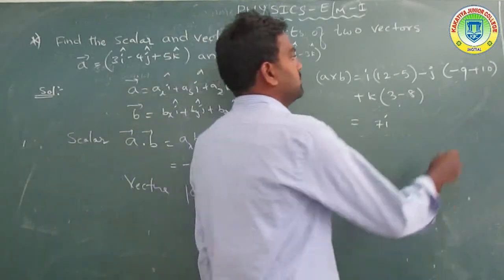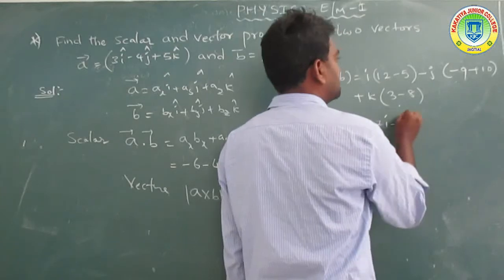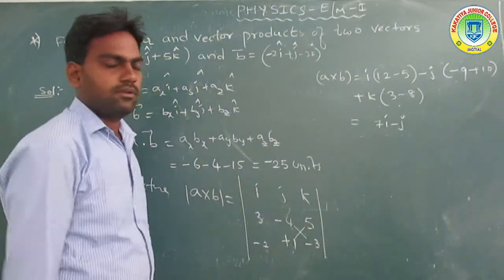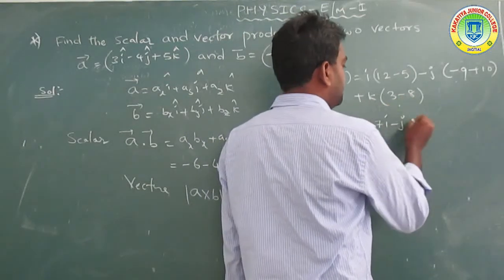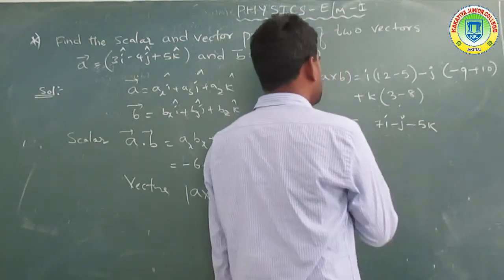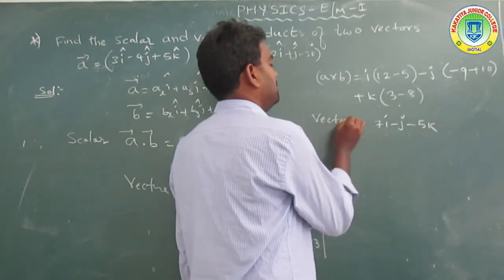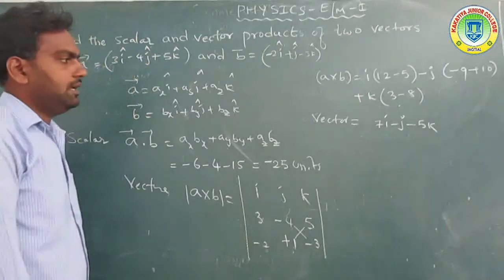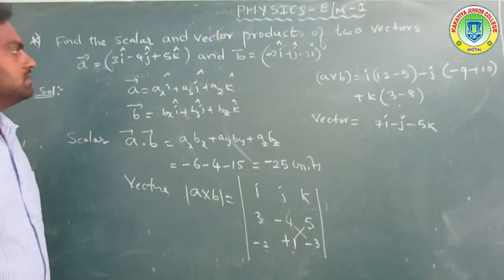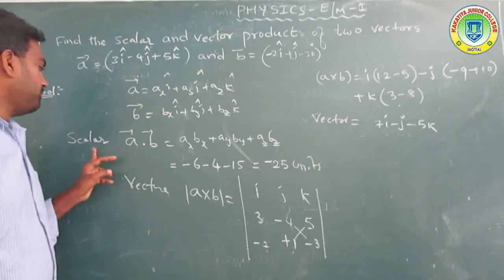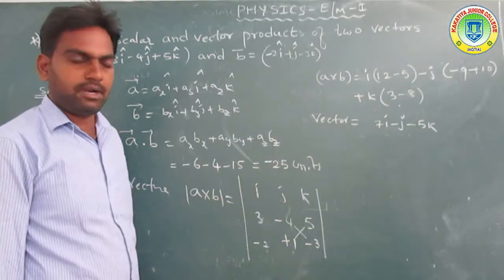And then you have taken 10 minus plus 1, so that is minus j. So you have taken 5 minus 5k. This is called the vector product. So 7i minus j minus 5k. Okay, got it. Now to find the scalar product, A dot B is equal to minus 25 units.